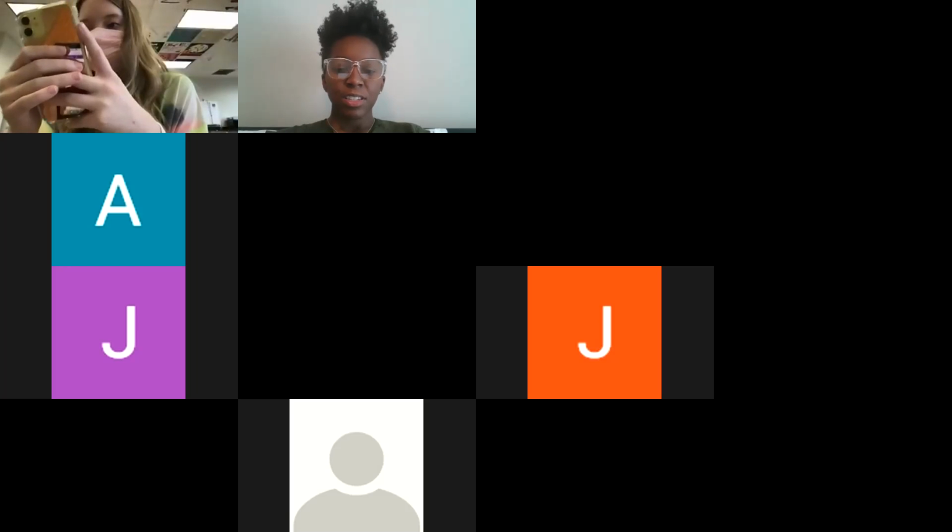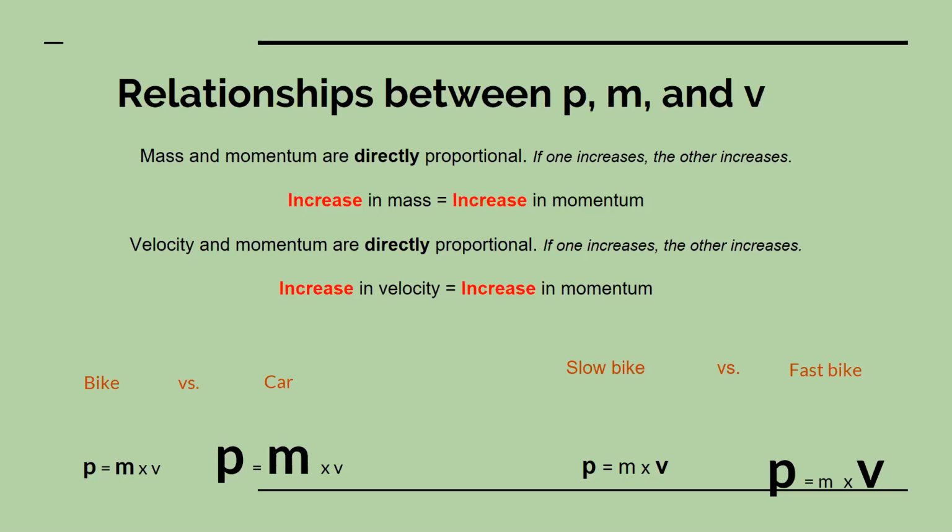All right. So the relationship between P, M, and V. Okay, and we'll do this and then we'll be done for the day probably. All right, remember P is momentum. Sounds weird. M is mass, V is velocity. We should know these two because we've already kind of talked about these in the past. All right, so directly proportional, that's just a fancy way of saying if one goes up, the other goes up. If one goes down, the other one goes down.